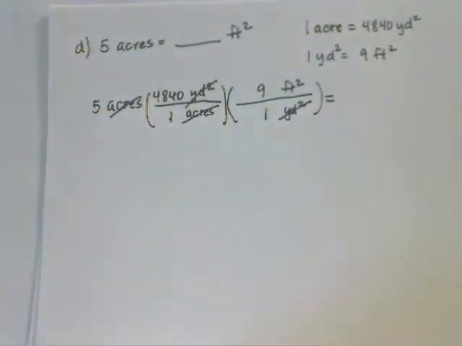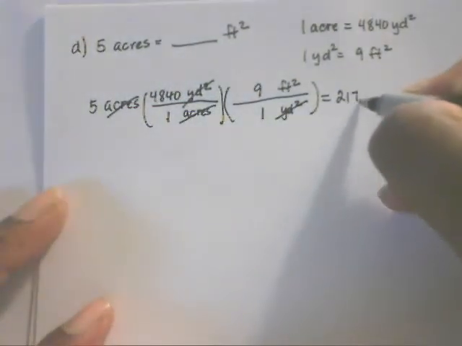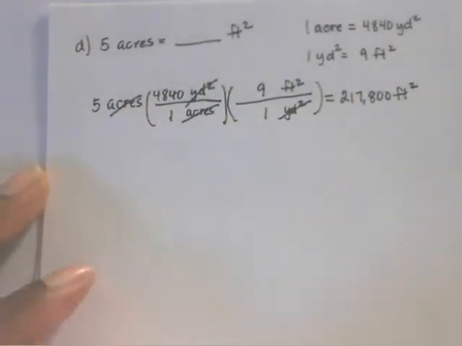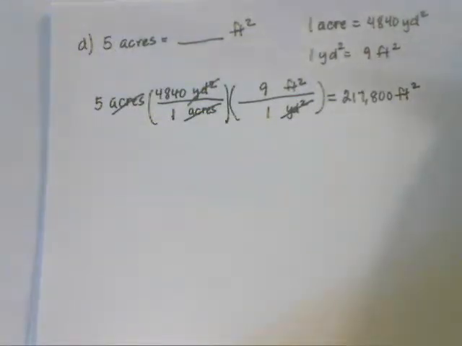So now the square yards divide out. So now we can come up with how many square feet by multiplying 5 times 4,840 times 9. And you'll get 217,800 square feet. So in this case here, 5 acres is equivalent to 217,800 square feet. Okay.